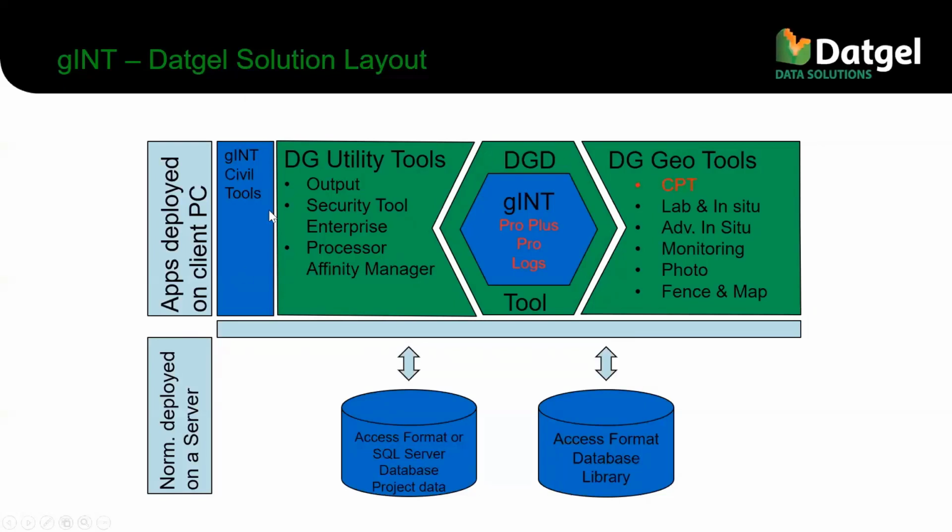there is also another aspect which comes with GINT Pro and Pro Plus called GINT Civil Tools. This is 3D visualization and modeling tools. Let's actually start again. At the top, these are the programs that you install on your local computer, or it could be a remote desktop server or something like that. But anyway, it's a computer. And then down the bottom are the databases, and these would often be stored on a file server, but they can be stored on your local computer, where in the case of SQL Server, it's a server application, normally on a server.